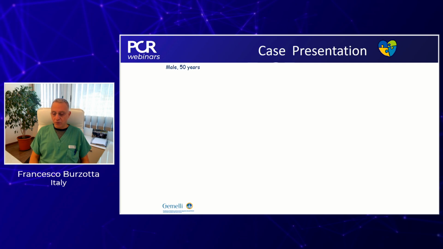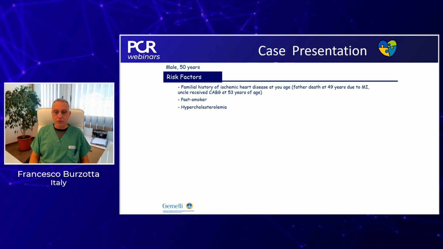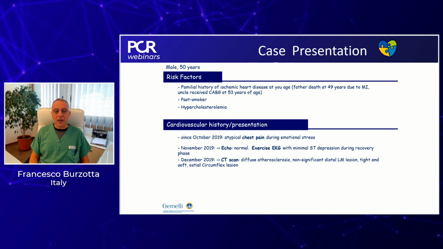So the case I want to share with you is a male, 50 years old, who had an important burden of risk factors for cardiovascular disease. Since October 2019, he had typical chest pain during emotional stress. The patient underwent a cardiovascular evaluation with an echo, which was normal, and an exercise test that was positive due to ST depression. He then underwent a CT scan that showed diffuse atherosclerosis, non-significant distal left main lesions, and tight and soft ostial circumflex artery disease.